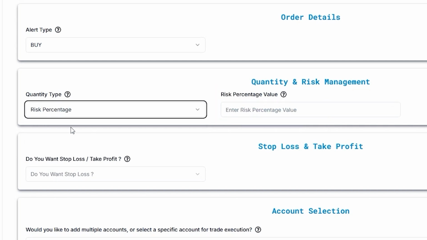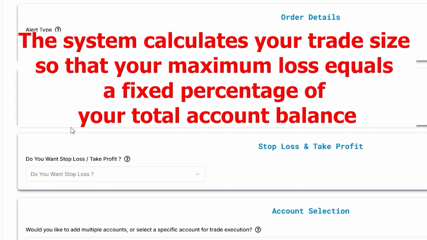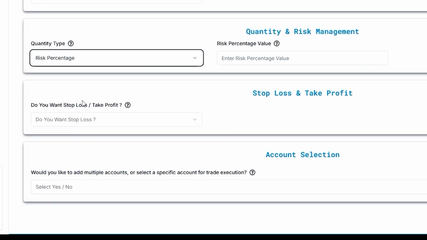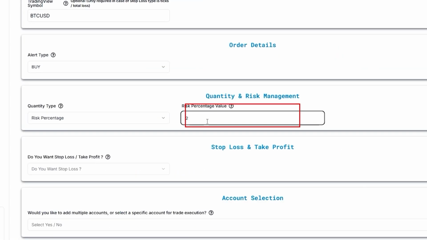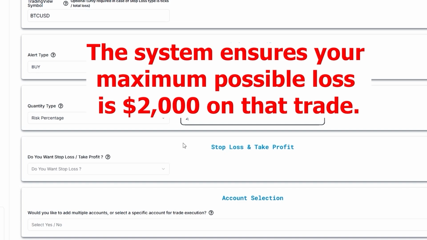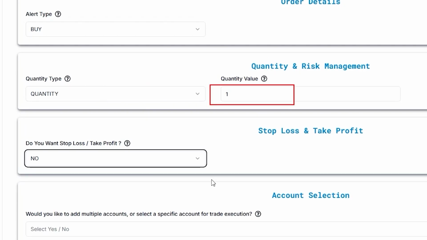Then we have the next option, risk percentage. When using risk percentage, the system calculates your trade size so that your maximum loss equals a fixed percentage of your total account balance, based on the stop-loss distance. A stop-loss is required because it defines how much you're risking per trade. Example, if your account balance is $100,000 and you set a 2% risk, the system ensures your maximum possible loss is $2,000 on that trade. Here we are selecting quantity and putting 1 here.